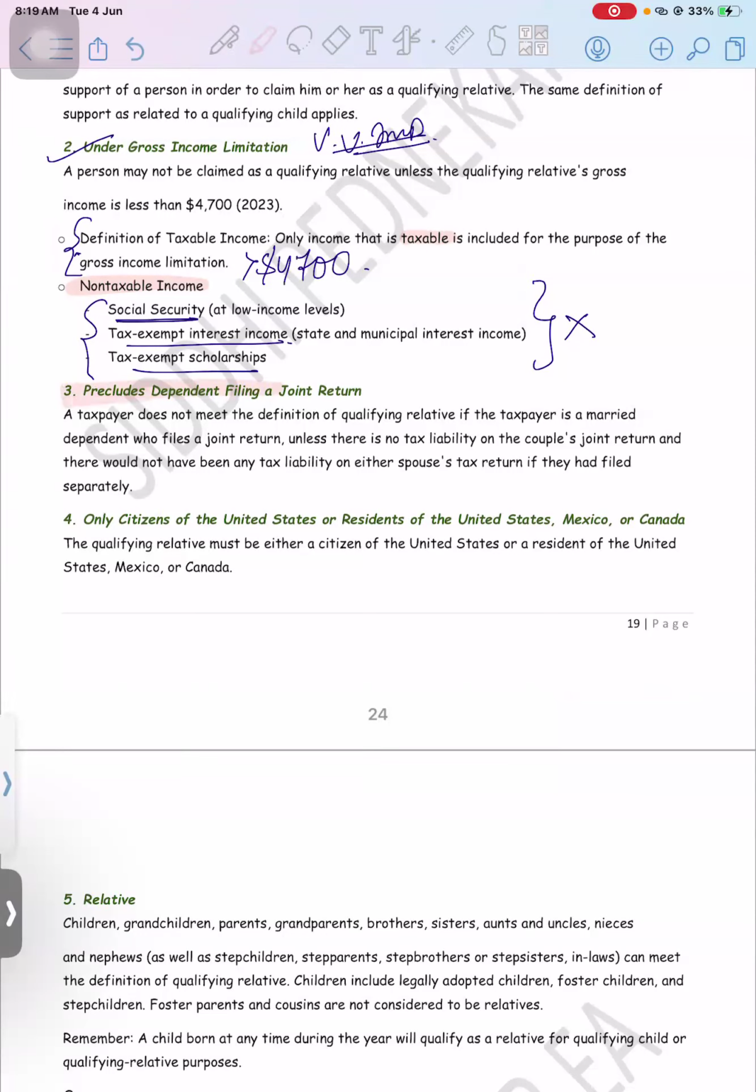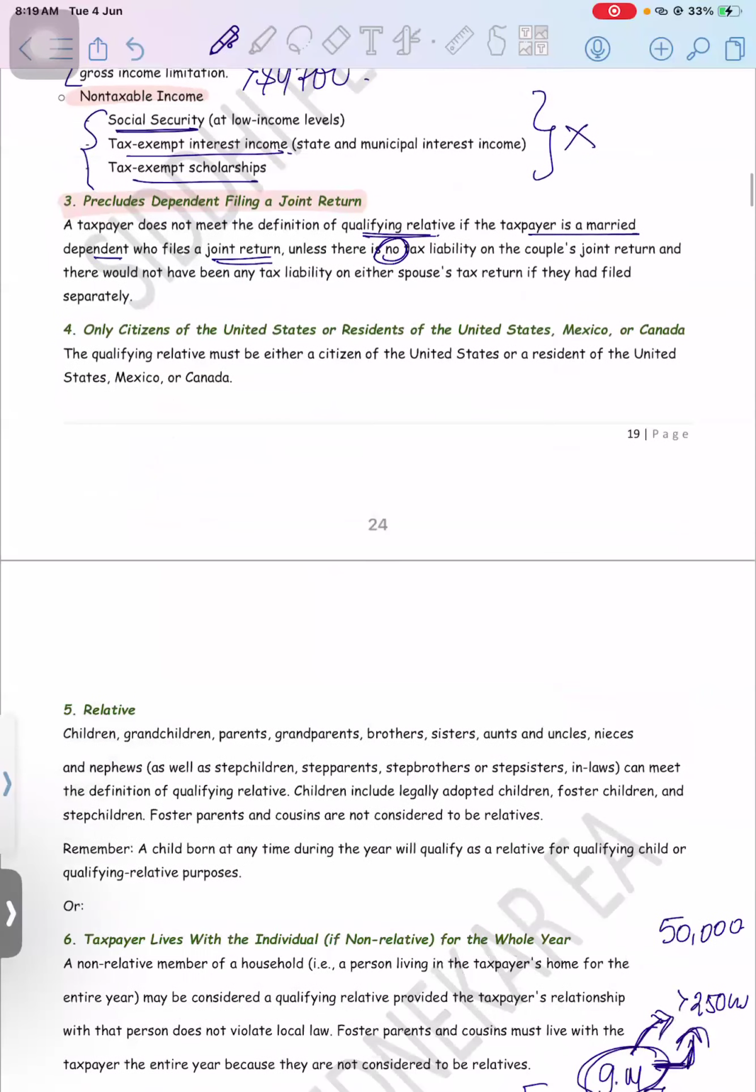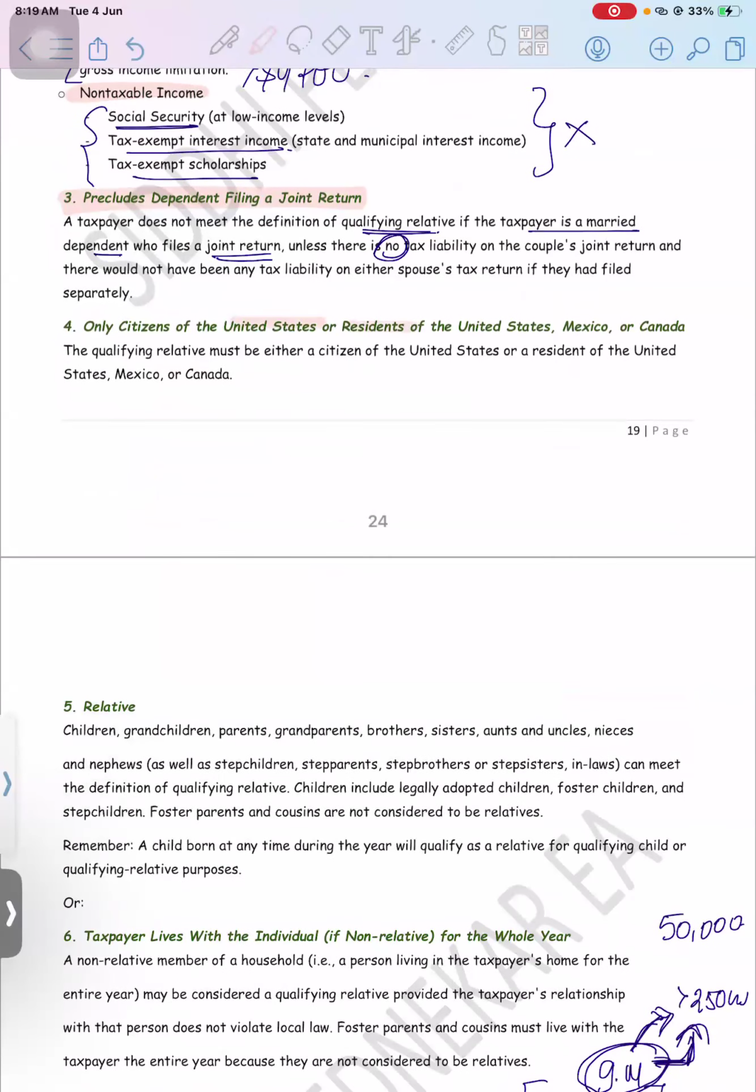Preclude dependent filing status. A taxpayer who doesn't meet the definition of qualifying relative: if the taxpayer is married, a dependent, and files a joint return with someone else, you can't be considered a QR on anyone else's return unless there is no tax liability. They are just filing for claiming the refund, and that is allowed. Only citizens of the US or residents of the US, Mexico, Canada can be considered as a qualifying relative.